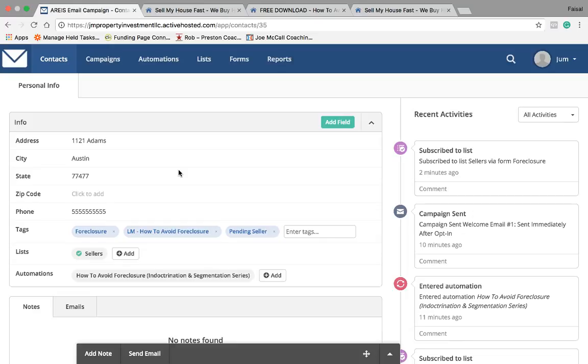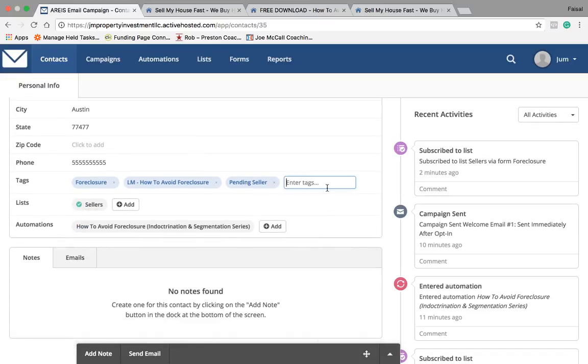So again, you had somebody who filled out your lead magnet on how to avoid foreclosure. From there, they went ahead and got in touch with you, whether it was through a phone call, an email, or they decided to fill out the form on your website. Either way, they actually became a pending seller. Now, let's say you negotiated a deal or whatever happened and the deal fell through and they don't want to sell anymore. You need to come back into the system, go into the record, and in here you need to apply a non-seller tag.